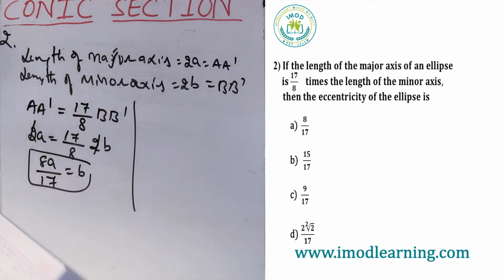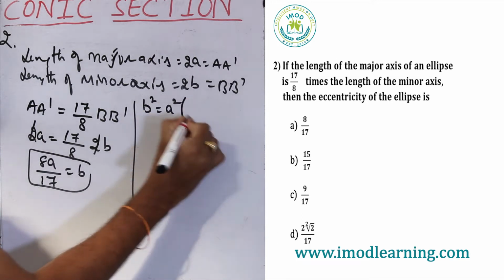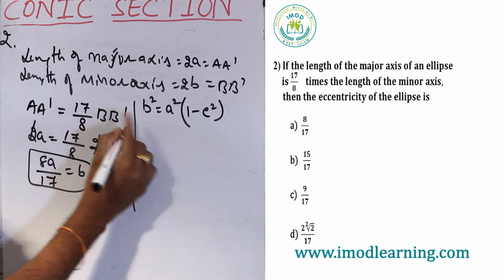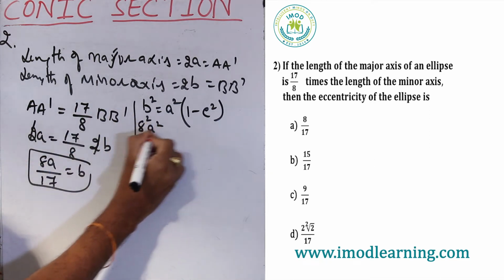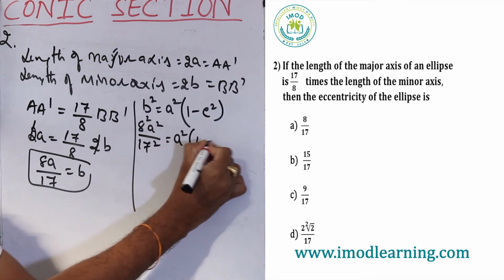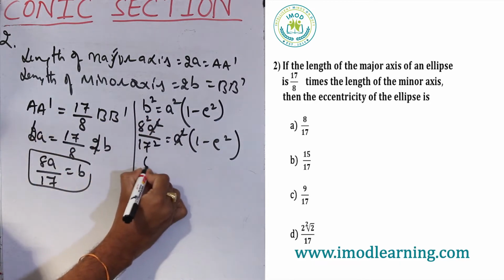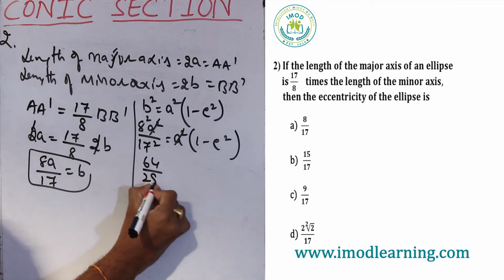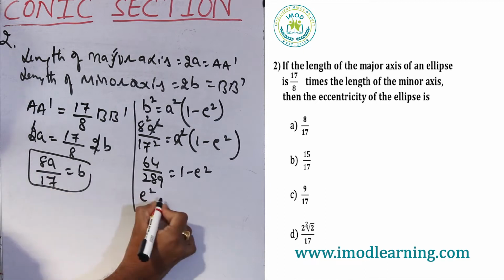For the ellipse, b square is equal to a square into 1 minus e square. The b value is known. So 8 square into a square divided by 17 square which is equal to a square into 1 minus e square. This part gets cancelled. So 8 square is 64, 17 square is 289, which is equal to 1 minus e square. What we need is e square.